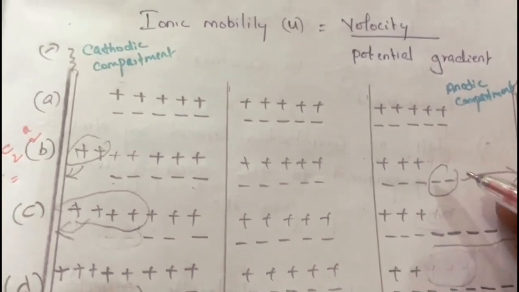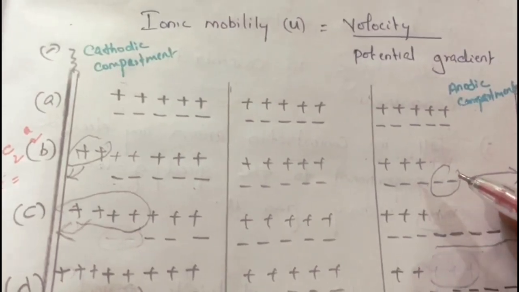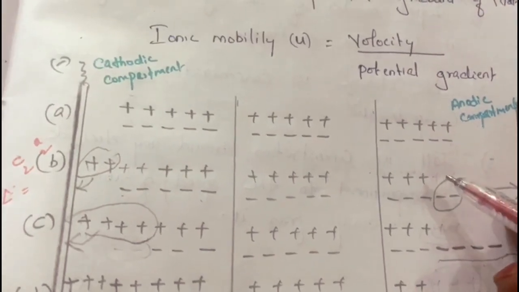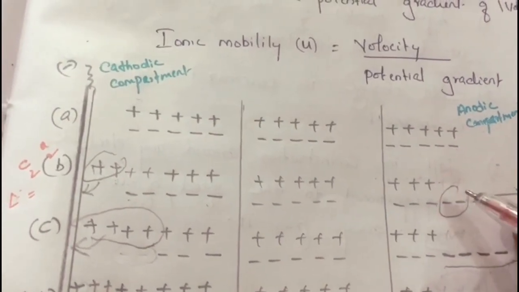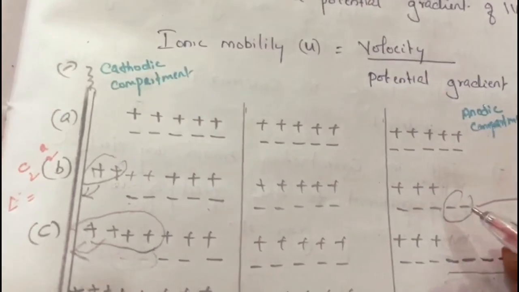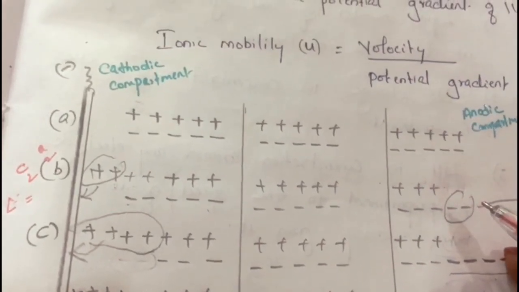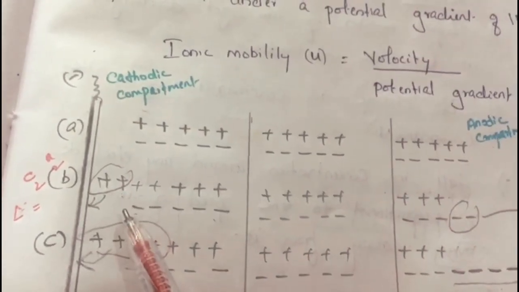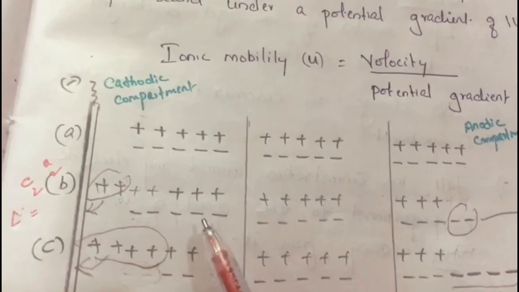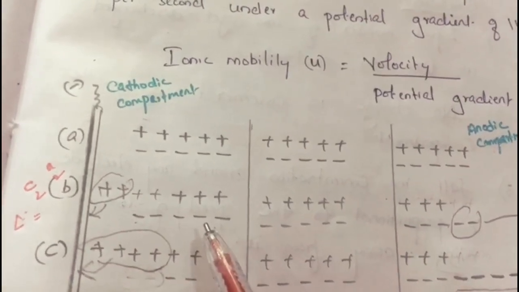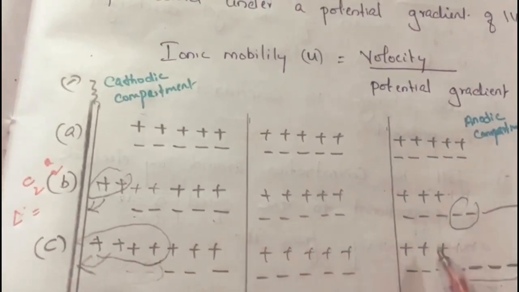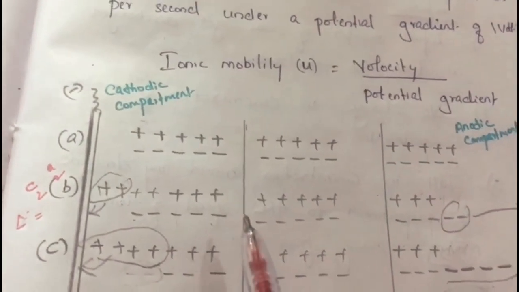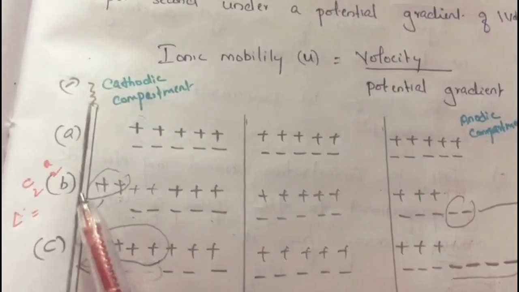So according to Faraday's law, the total quantity of electricity produced depends upon the speed of ions. Here, how many cations are there? Two cations, no anion. Speed, or ionic mobility, is represented by U. So the mobility of cation, U plus, equals 2, and here U minus equals 0. The total quantity of electricity produced is the sum of the mobilities of cation and anion. That means 2 plus 0 equals 2, the total quantity of electricity produced in condition B.